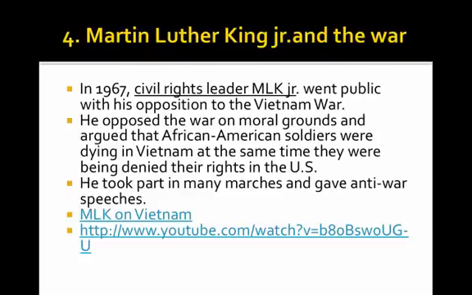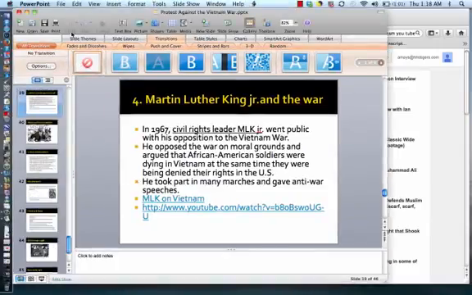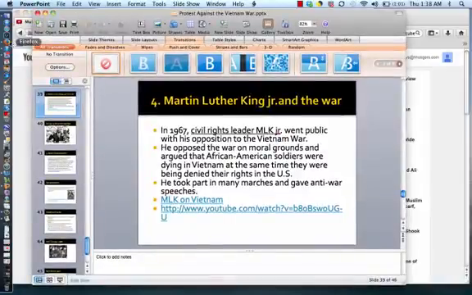A very important person who opposed the war was Martin Luther King Jr. In 1967, civil rights leader Martin Luther King Jr. went public with his opposition to the Vietnam War. He opposed the war on moral grounds and argued that African American soldiers were dying in Vietnam at the same time they were being denied their rights in the U.S. He took part in many marches and gave anti-war speeches. I'm going to try to show you here a little piece of one of his speeches, if I can get it to work.